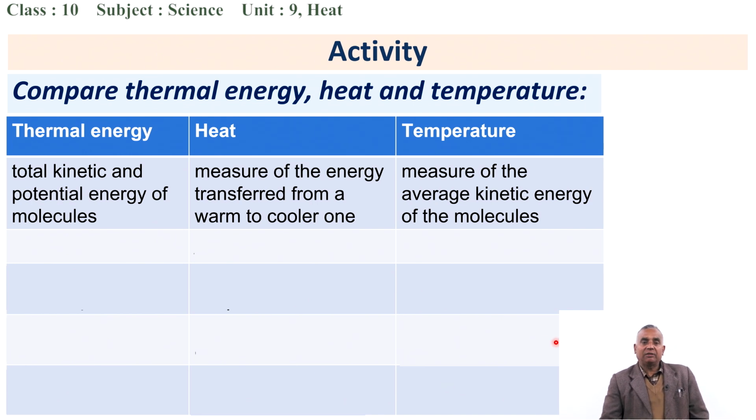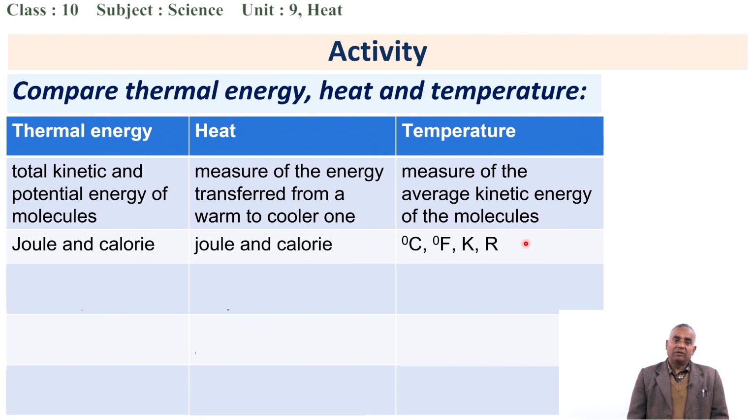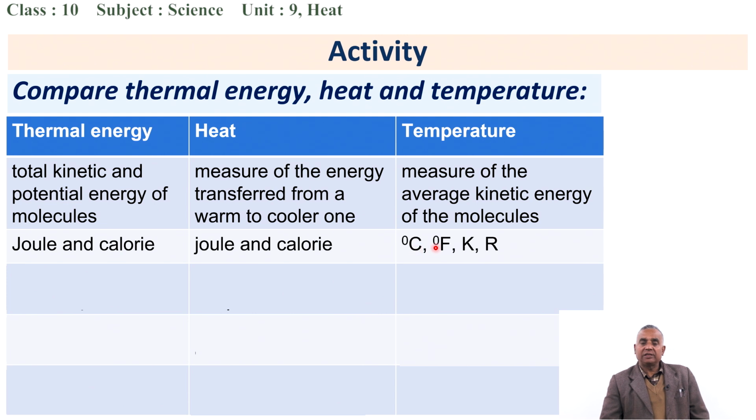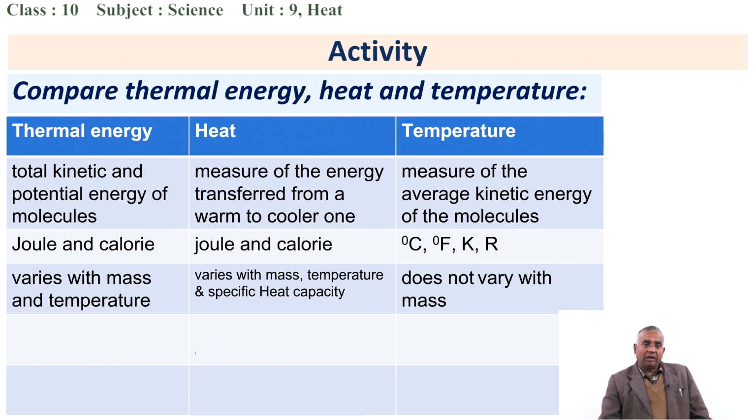And temperature: measure of the average kinetic energy of the molecules. Next, what are the units? Thermal energy and heat: joule and calorie. But temperature: degree Celsius, degree Fahrenheit, Kelvin and Reamur. Next, thermal energy varies with mass and temperature. Heat varies with three factors, which you have already discussed: mass, temperature and specific heat capacity. And temperature does not vary from substance to substance.